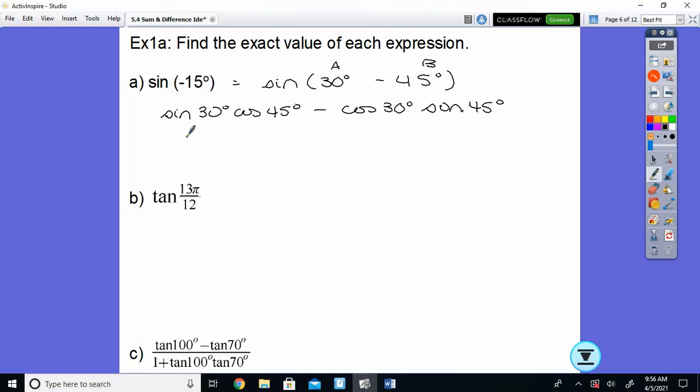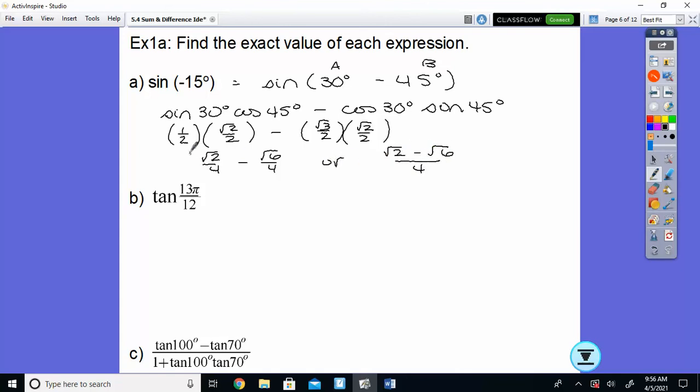So sine of 30, so your hand trick. Hold in your 30, that's your index finger. You have one finger above, so radical 1 over 2 is 1/2. Cosine 45, so if I fold in my middle finger, I have 2 below, so radical 2 over 2. Minus cosine of 30, radical 3 over 2. Sine of 45, radical 2 over 2. So we get radical 2 over 4 minus radical 6 over 4. You can certainly write those as a single fraction if you prefer. Either option is fine.